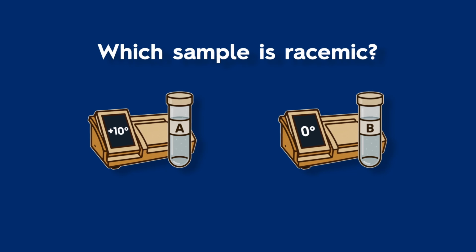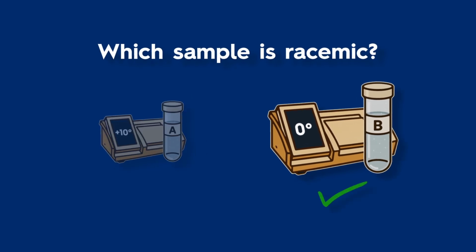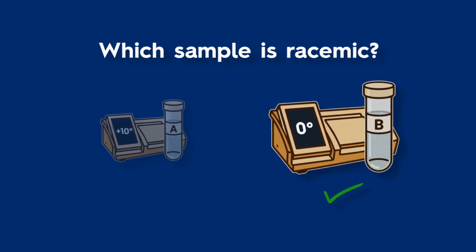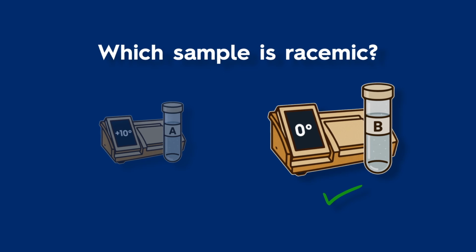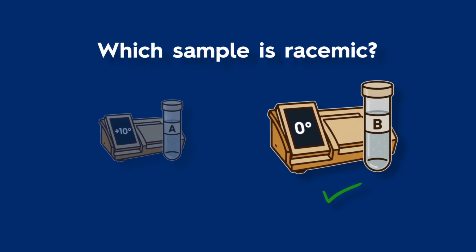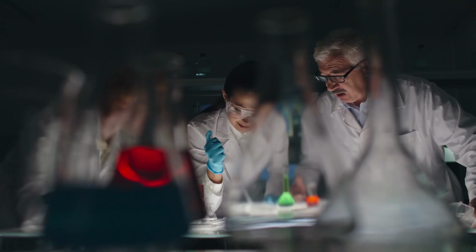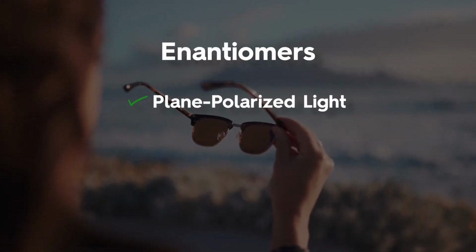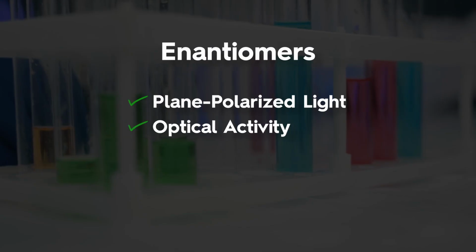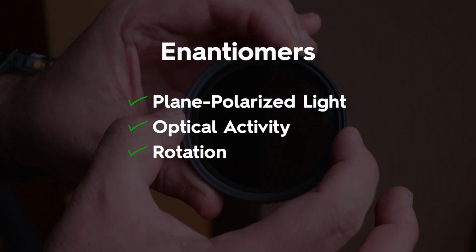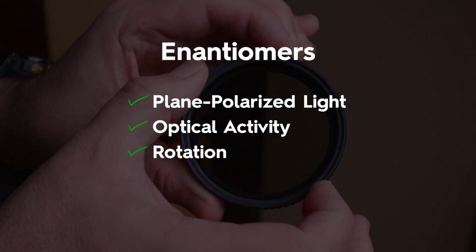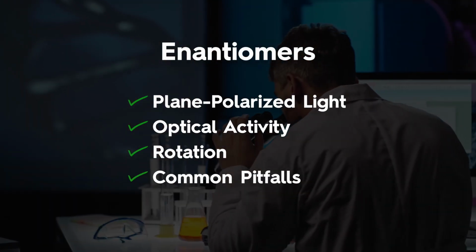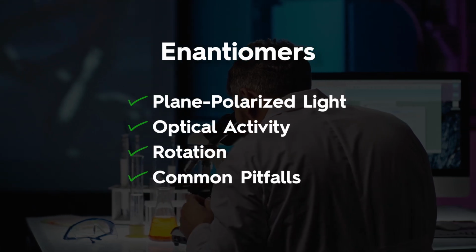Time's up. The answer is sample B. A racemic mixture contains equal amounts of both enantiomers, so their opposite rotations cancel to 0. In this video, you'll learn what enantiomers are, what plane-polarized light is, how optical activity works, how to measure specific rotation and enantiomeric excess, and how to avoid common pitfalls.